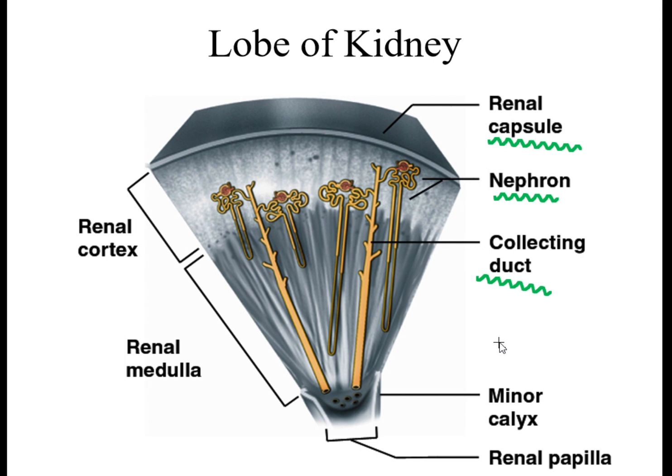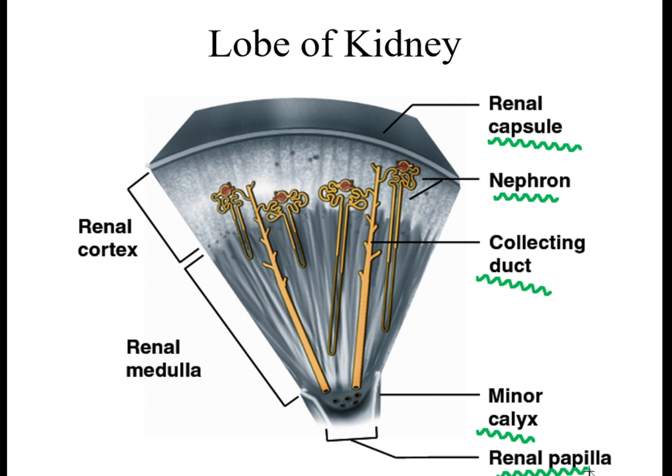In the nephron we know this is the PCT, that is, the proximal convoluted tubule, and this is the DCT, that is, the distal convoluted tubule, and here the collecting duct. So these are the collecting ducts. And this part is the minor calyx and this is the renal papilla.